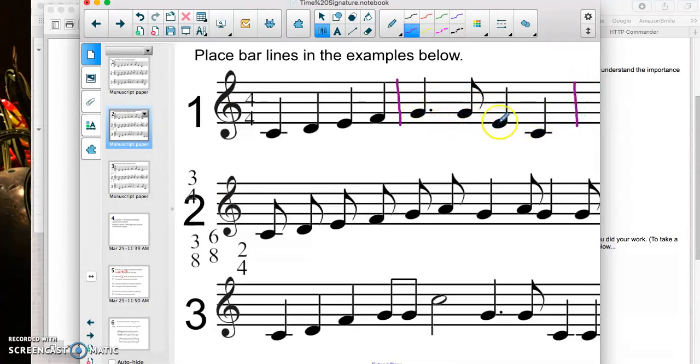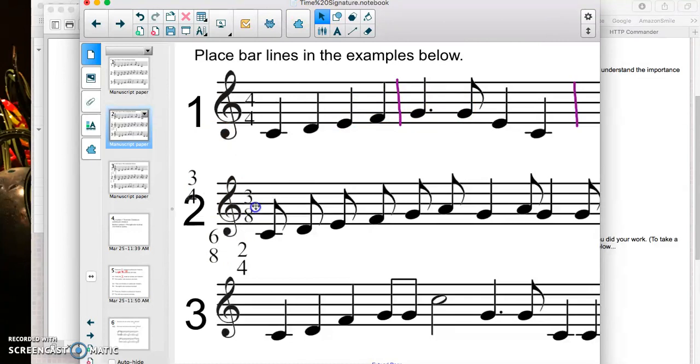This measure doesn't have 4 quarter notes, but this dotted quarter note is 1.5 beats plus a half. So right here, this is worth 2 quarter notes or 2 beats. Here's our 3rd and our 4th beat. So this 4/4 piece of music has 2 measures. Let's go to the next example.